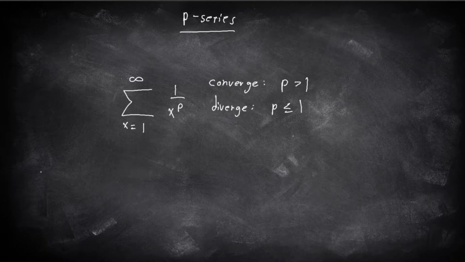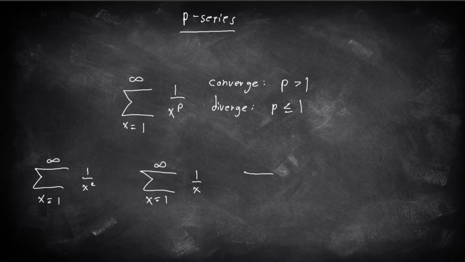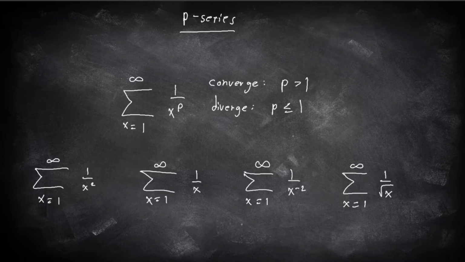So let's try some examples. Let's say we have the summation from x equals 1 to infinity of 1 over x squared, or the summation from 1 to infinity of 1 over x, or the summation from 1 to infinity of 1 divided by x to the power negative 2, or from 1 to infinity of 1 divided by square root x. So which one converge and which one diverge?